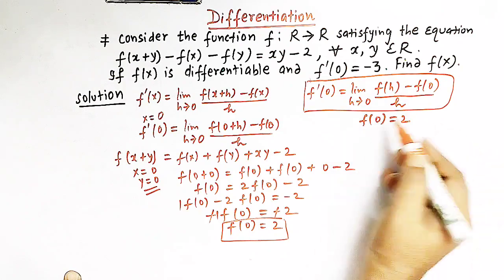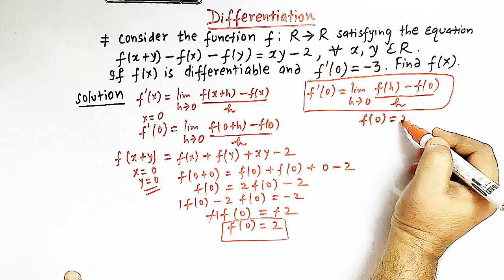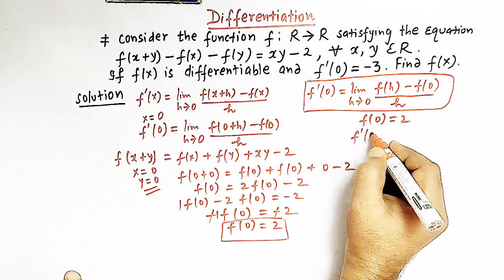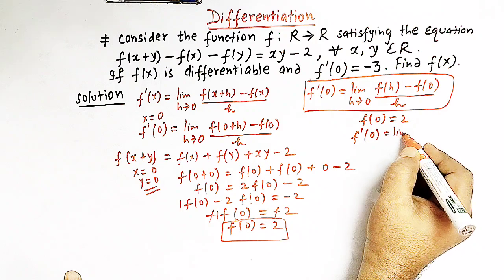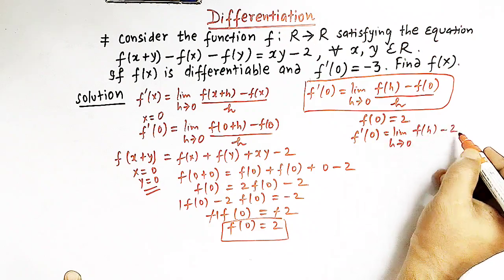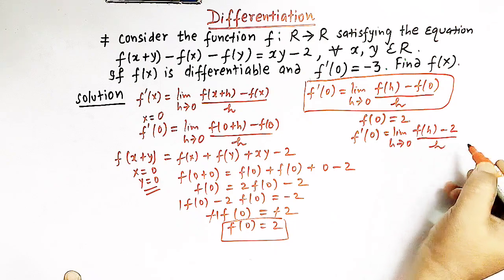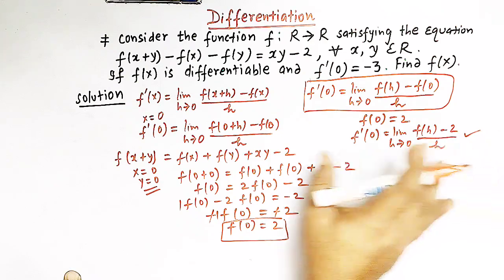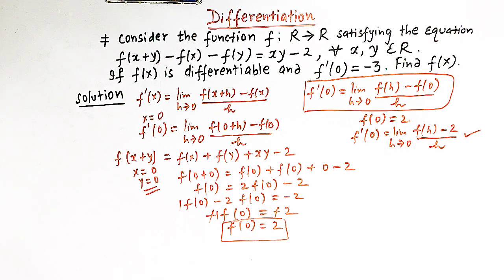Now if we take f(0) = 2 over here, then this limit takes the form: limit h tends to 0, [f(h) - 2] divided by h. Now we'll utilize this limit in further steps.